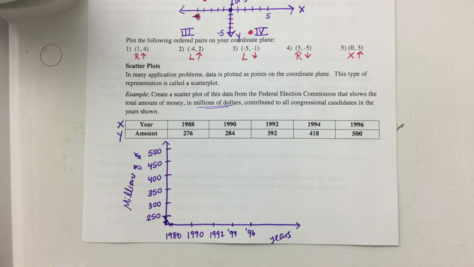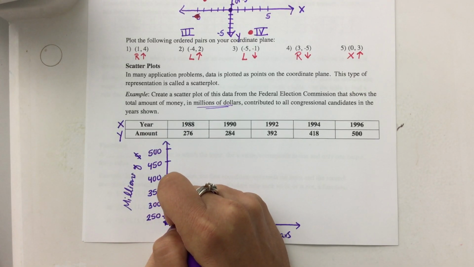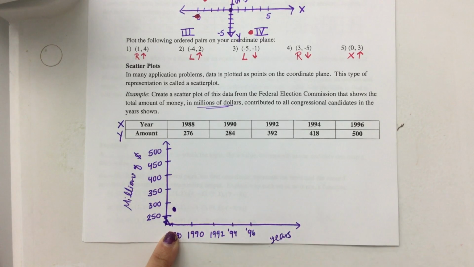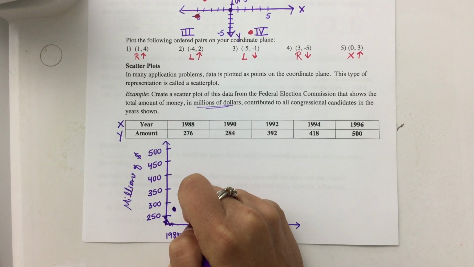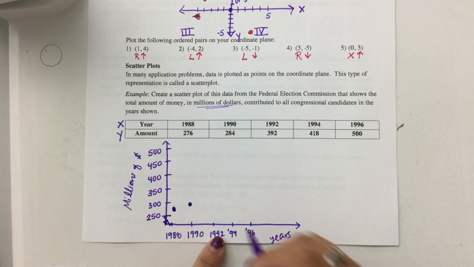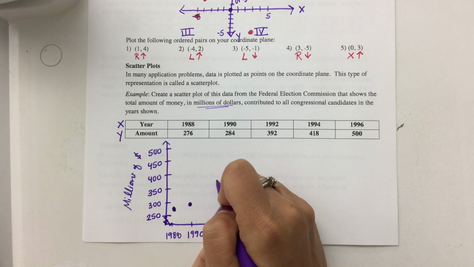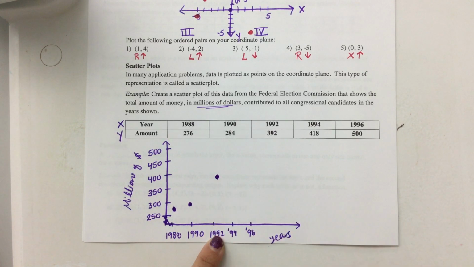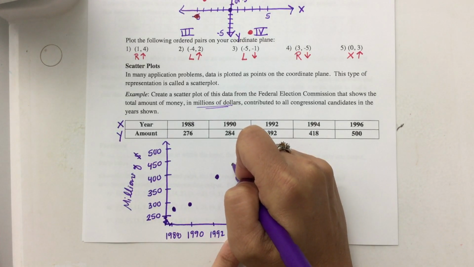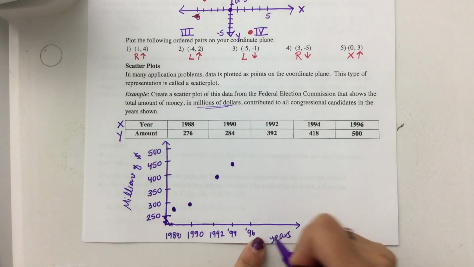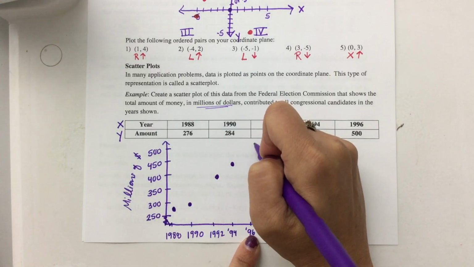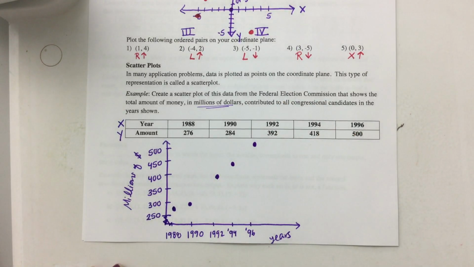Okay. Now as you graph this, you're just putting the coordinates. So at 1988, I'm going to 276. There's a point. 1990, I'm going a little bit higher, 284. 1992, whoa, we're going almost to 400. 1994, we're going almost or over 400. And 1996, we're going all the way up to 500. This is a scatter plot.